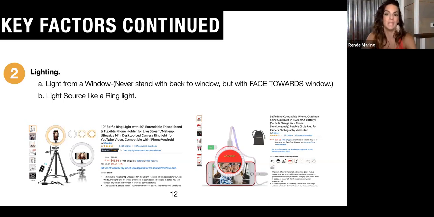So some tips. Light from a window is great when it's during the day, the sun's out, it's bright out. You want to stand in front of a window. That means facing the window, not with your back towards the window. That's the worst. All we see is a shadow, right? So always face the window so we can see your beautiful face, or use a light source like the ring light. Now, I totally suggest the ring light because I can film at 12 o'clock at night, right? I don't need a window or anything. I can just have my setup and I'm good to go.